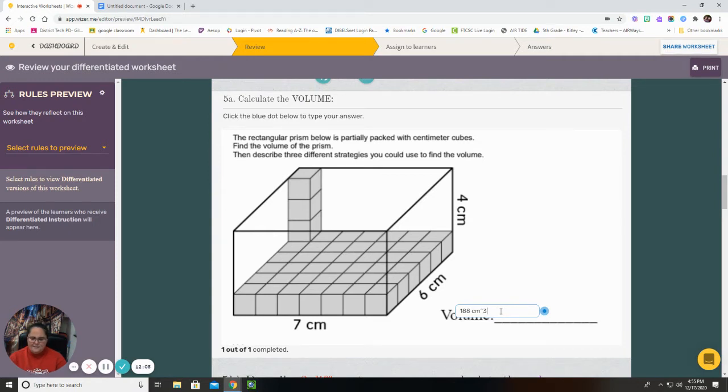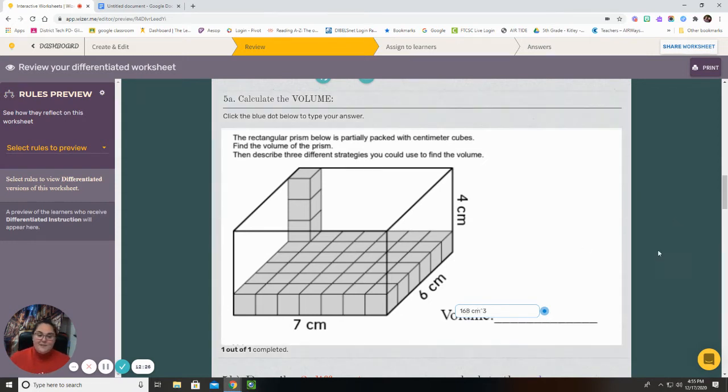Hold on, I think I messed up. Kids, wait, hang on, freeze. It's not 188, my bad. Because 7 times 2 is 14, plus 2 is 16. My bad. So if you had 168, then you were right. See? Teachers make mistakes too.